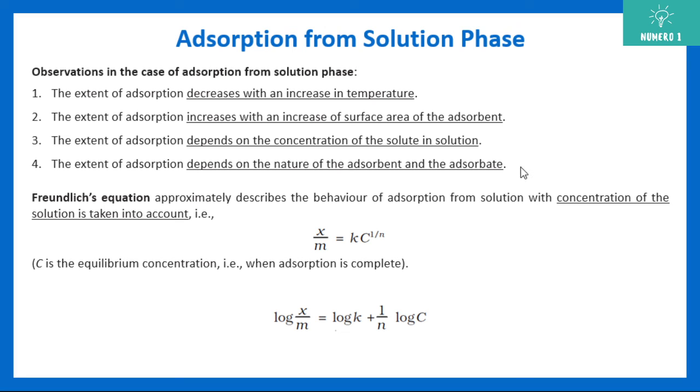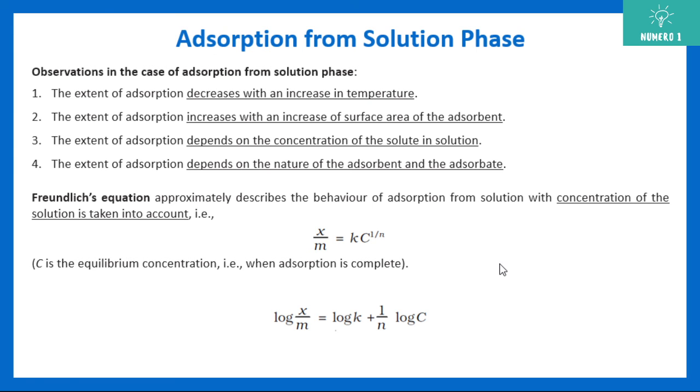Here also the Freundlich equation can be used approximately, just by replacing P with C, where C is the concentration at equilibrium, that is, when adsorption is complete. So x by m is equal to k times C raised to 1 by n. If you take the log, you will get this equation. Basically it's more or less the same thing, with C used instead of P.